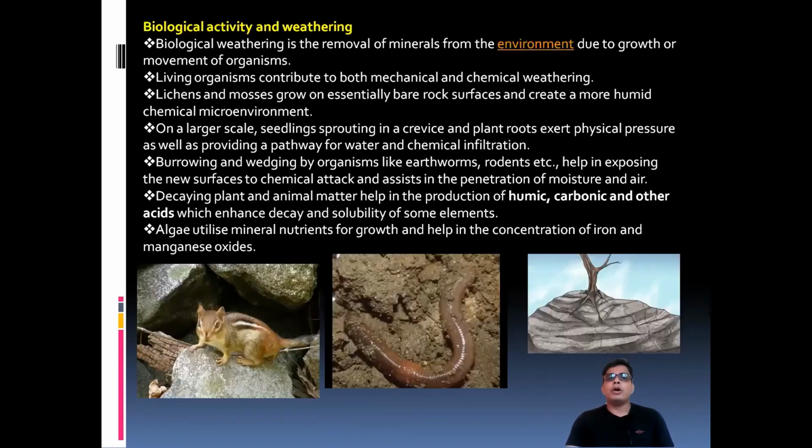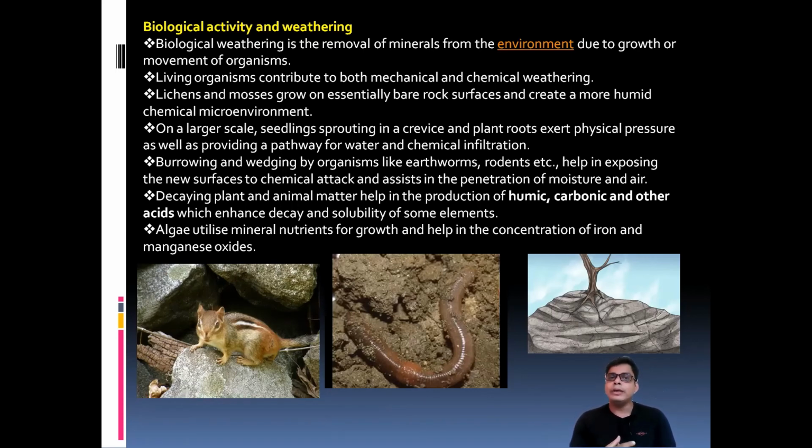Next, another very important one is biological weathering. We all know that a number of animals and small animals are living in the soil. Due to this fact, they take an important role in the weathering process also. This is called biological weathering. Biological weathering is the removal of minerals from the environment due to the growth or movement of organisms. Here you can see the earthworm, then the squirrel, and the jackal.